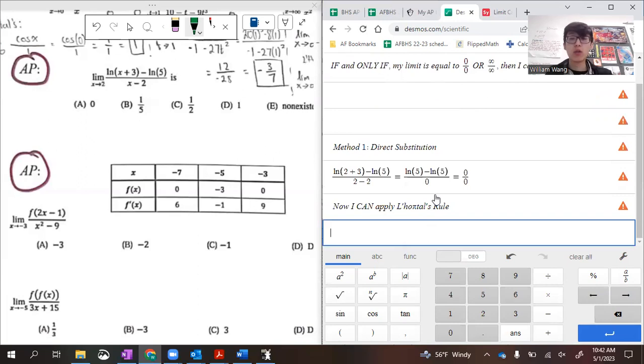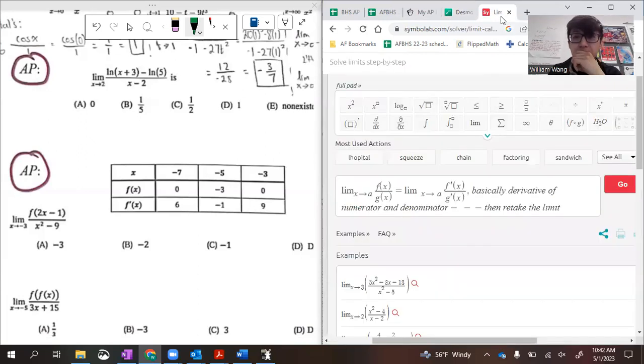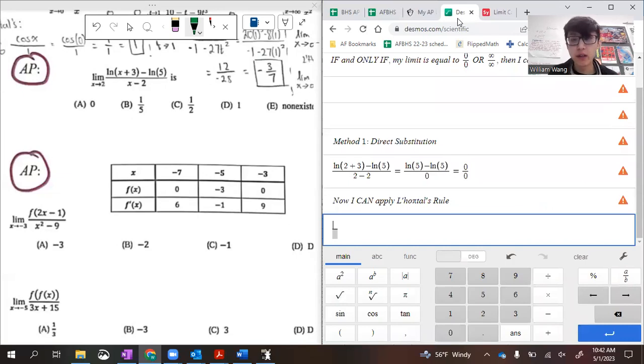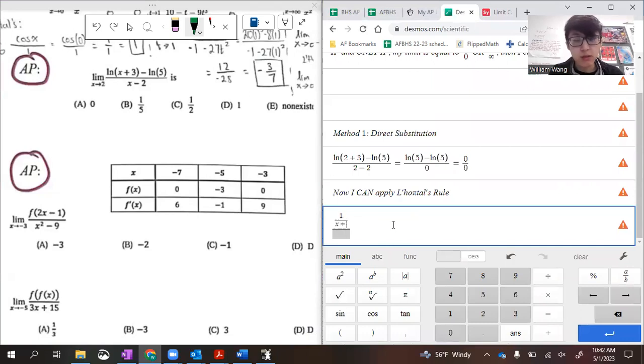Right. So what is my rule again? Well, instead of the limit of just f of x over g of x, I simply take the derivative of f of x and the derivative of g of x. So let's take the derivative. Well, the derivative of ln of x plus 3 is going to be 1 over x plus 3, right? Minus the derivative of ln of 5.